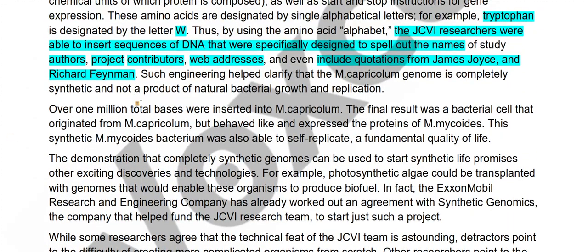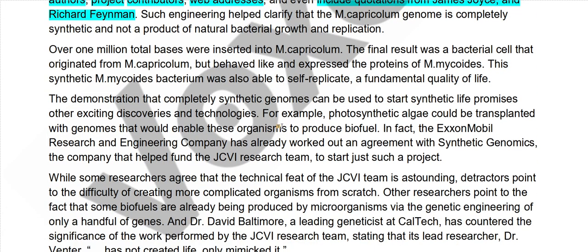Okay, moving forward. Such engineering helped clarify that the M. capricolum genome is completely synthetic and not a product of natural bacterial growth and replication. Over 1 million total bases were inserted into M. capricolum. The final result was a bacterial cell that originated from M. capricolum but behaved and expressed the proteins of M. mycoides, whatever the name is. This synthetic bacterium was also able to self-replicate, a fundamental quality of life. We are not given anything about fuel or algae, so we'll move forward.